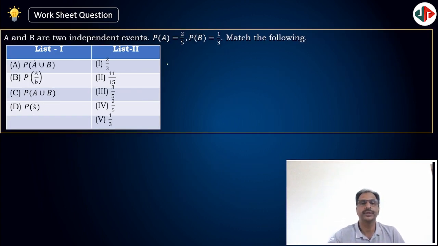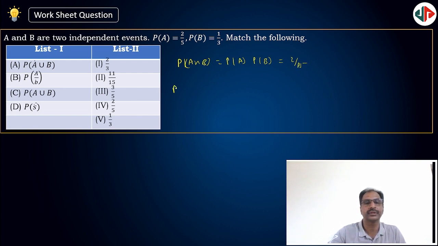Next, A and B are two independent events. Two independent events means P of A intersection B will be P of A into P of B, which is 2 by 15. First question is P of A bar union B. This is P of A bar plus P of B minus P of A bar intersection B.